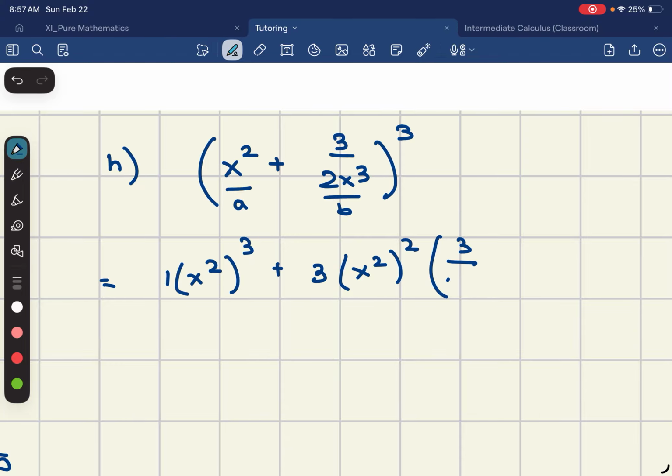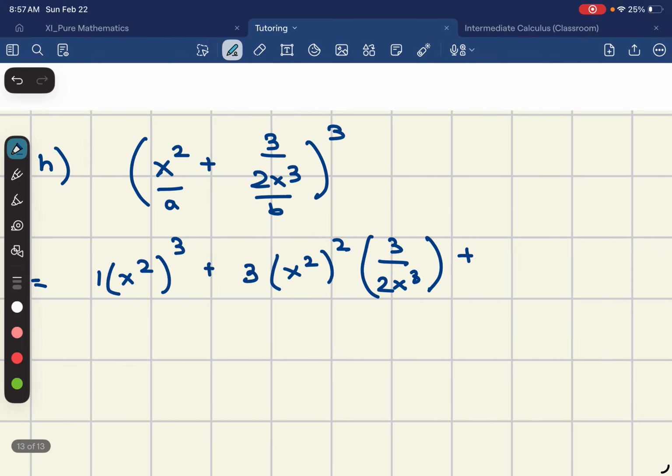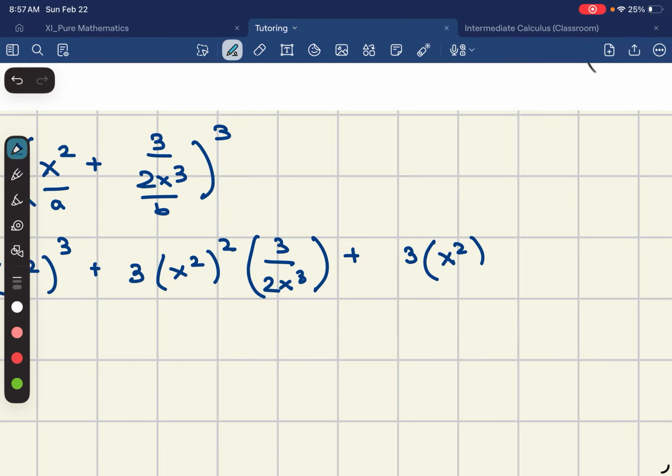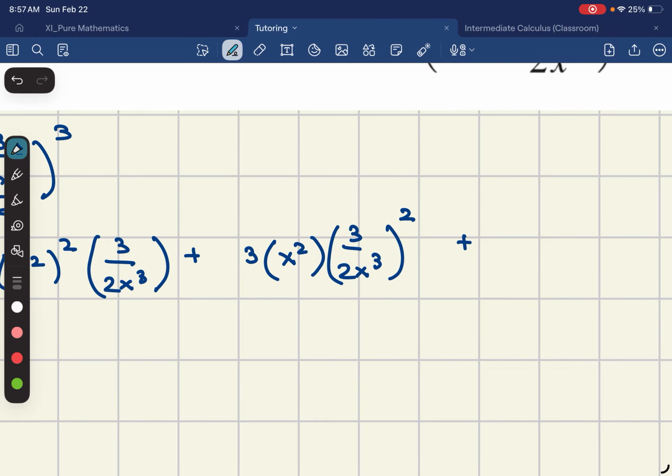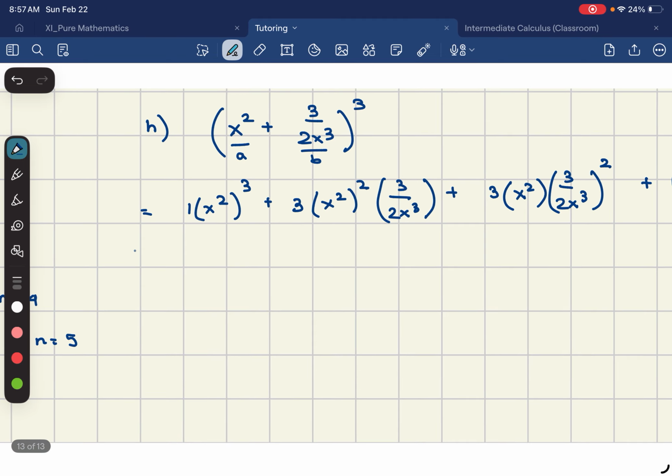And then you have 3 over 2x cubed to the power 1 plus 3x squared to the power 1, 3 over 2x cubed to the power 2, and finally you have 3 over 2x cubed. And you do the expansion, you get x to the power 6 plus 9. 3 times 3 is going to give me 9. I have x to the power 4. X squared, 2 times 2 is 4, divided by 2x cubed. And when you do x to the 4 divided by x cubed, you just get x. You have 9 over 2x plus.